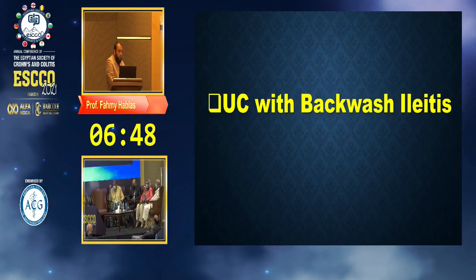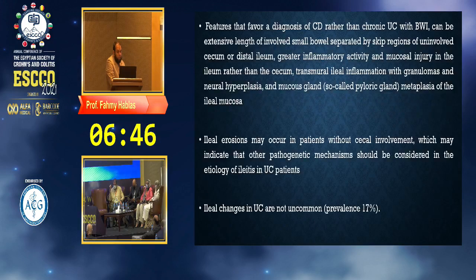If we have a patient with UC with backwash ileitis, the features that tell you whether it is UC with backwash or Crohn's are: extensive involvement of the small bowel separated by a skip region of uninvolved cecum or distal ileum, greater inflammatory activity and mucosal injury in the ileum rather than the cecum, and transmural inflammation. If you find a patient with ulcerative colitis who has ulcers in the terminal ileum, look for other causes of terminal ileitis. Never say Crohn's.